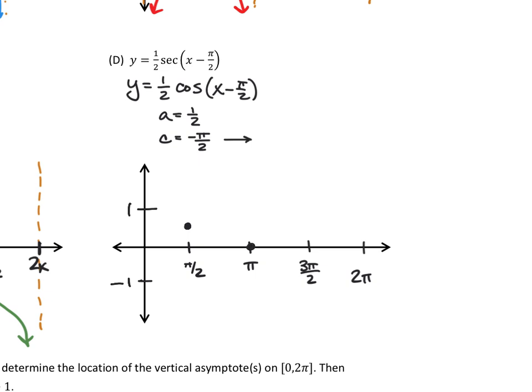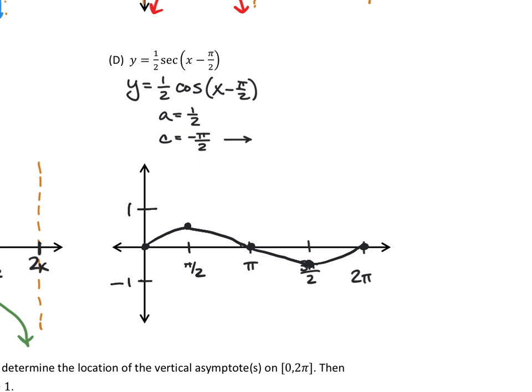And then I will go to a center, and then I will go to a minimum, and then I will go to a center. Let me make my minimum actually look like a minimum here. And then back to a center. So my cosine function looks something like this, shifted to the right pi over 2 units.